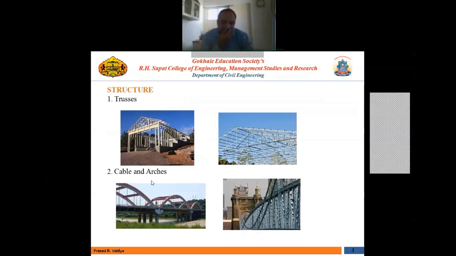The second type is cable or arches. The difference between the truss and the cable is, this cable is a flexible member, so it will take only tension. There is no compression. So the truss type member will take tension as well as compression, whereas the cable will only take the tension, right? So it is mostly used for the bridges, or sometimes it may be used for the pre-stressed precast structures also, right? So these are cables or arches.